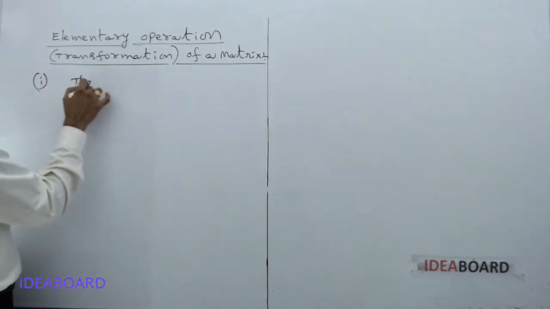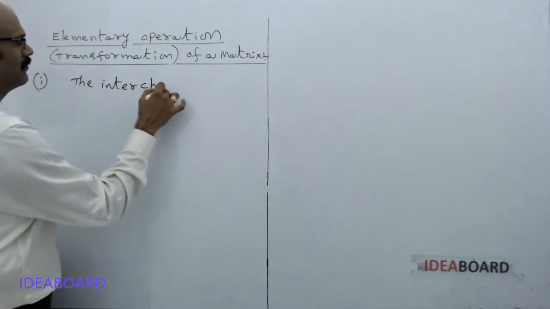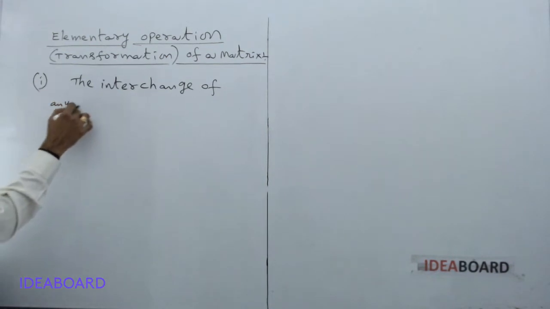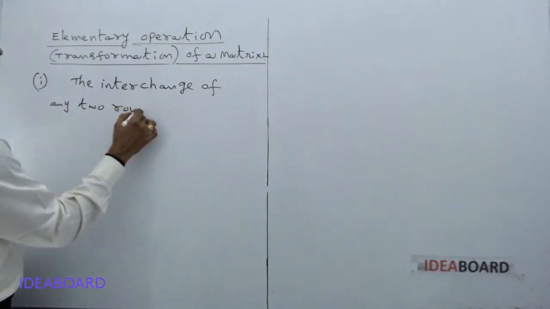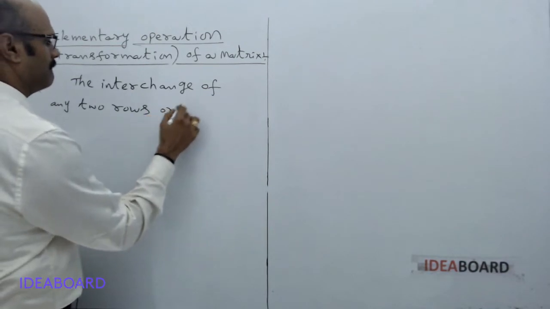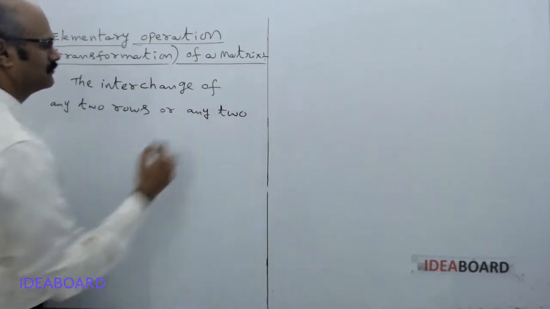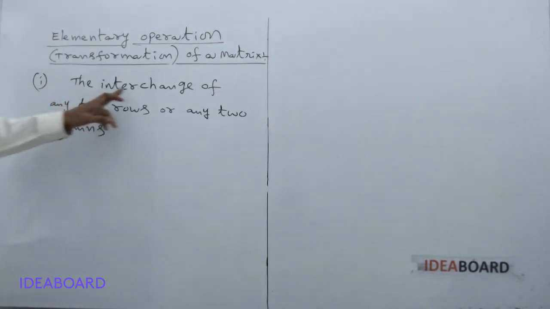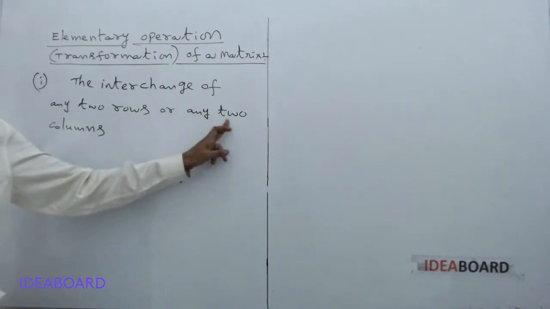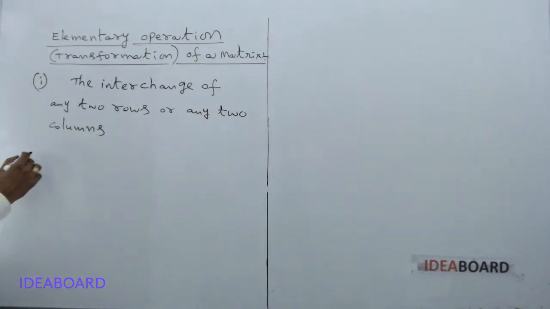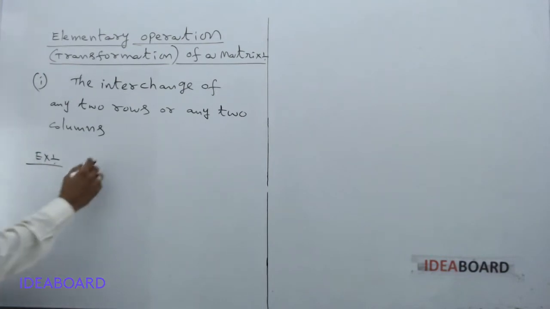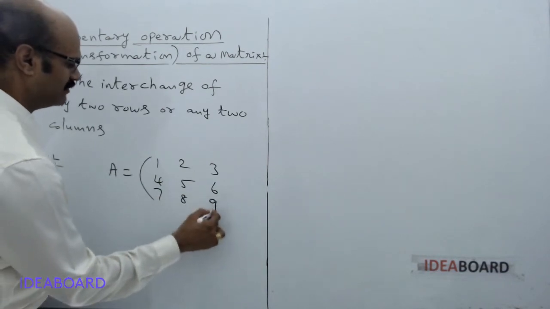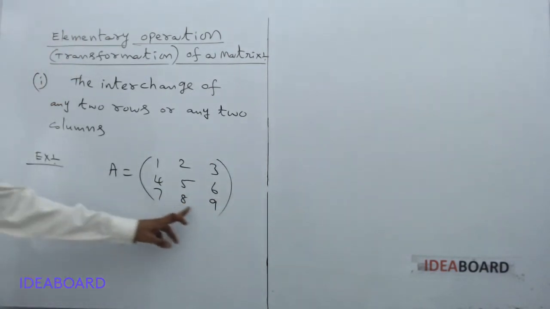The interchange of any 2 rows or any 2 columns. For example, let me take the matrix A equal to 1, 2, 3, 4, 5, 6, 7, 8, 9. We have the matrix A equal to this one.